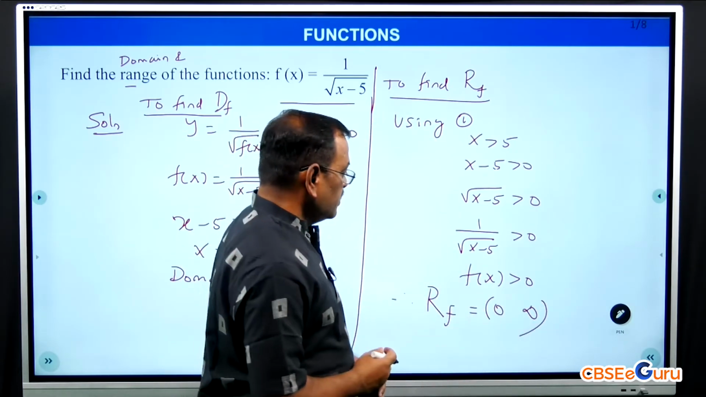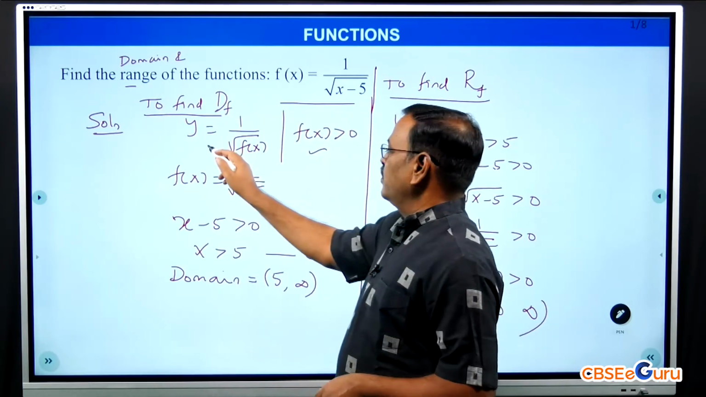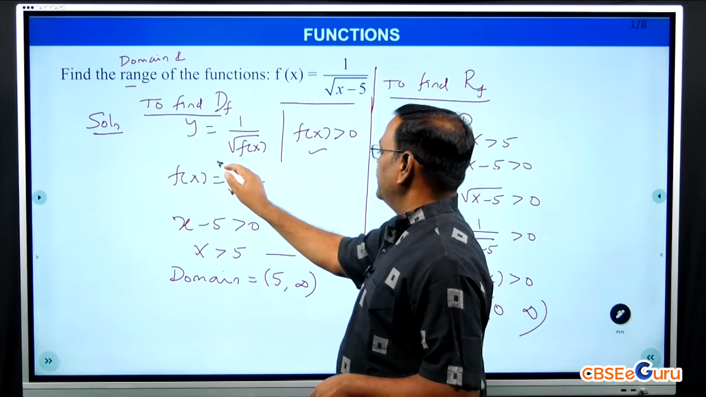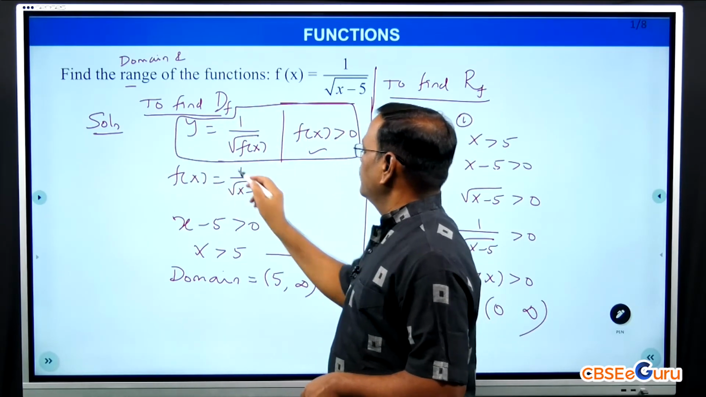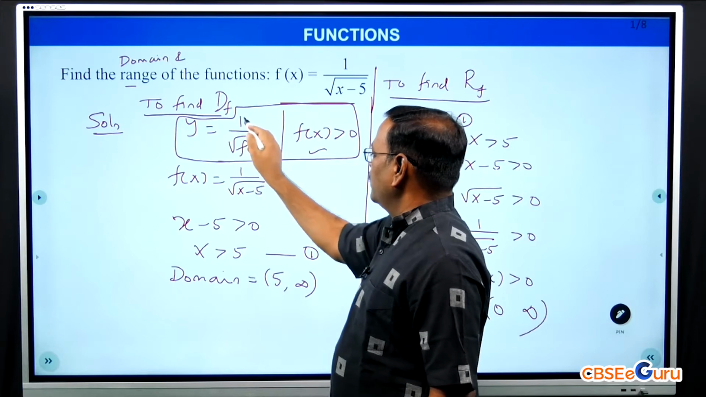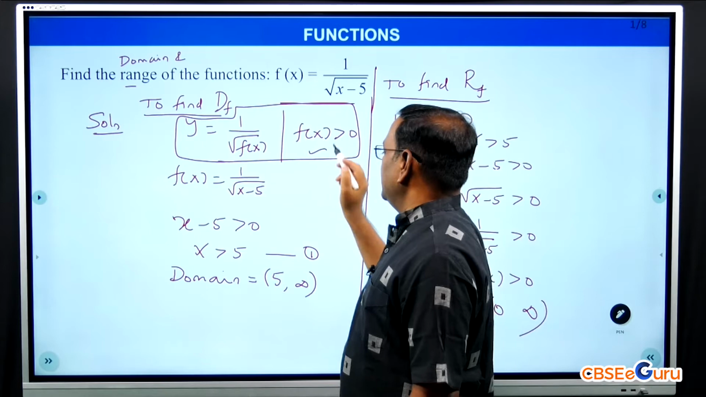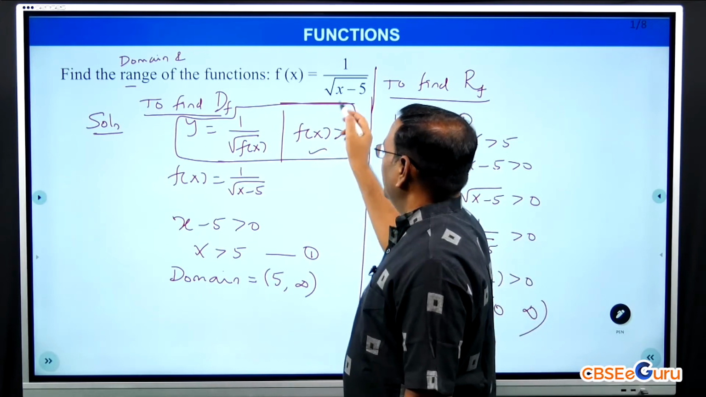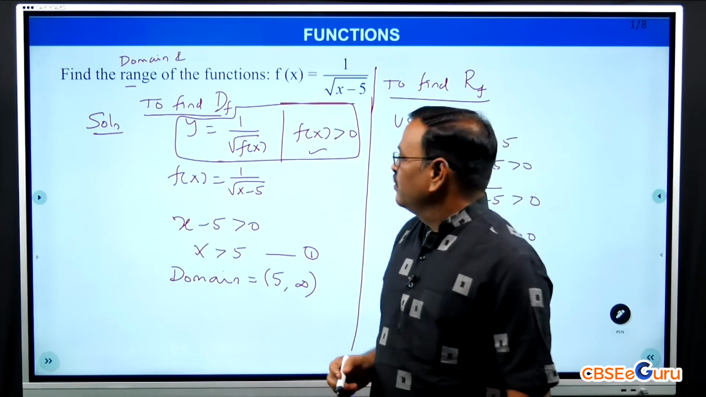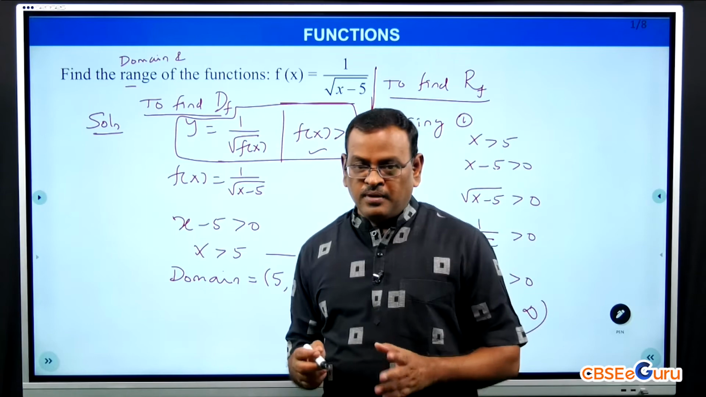It's a very important question: how to find the domain and range of a function like y equal to 1 by square root of f of x. This formula is very important. For y equal to 1 by square root of f of x, the condition is f of x strictly greater than 0. You can apply this concept for functions of this type. Now you know the concept of 1 by square root of f of x type problems. Thank you.